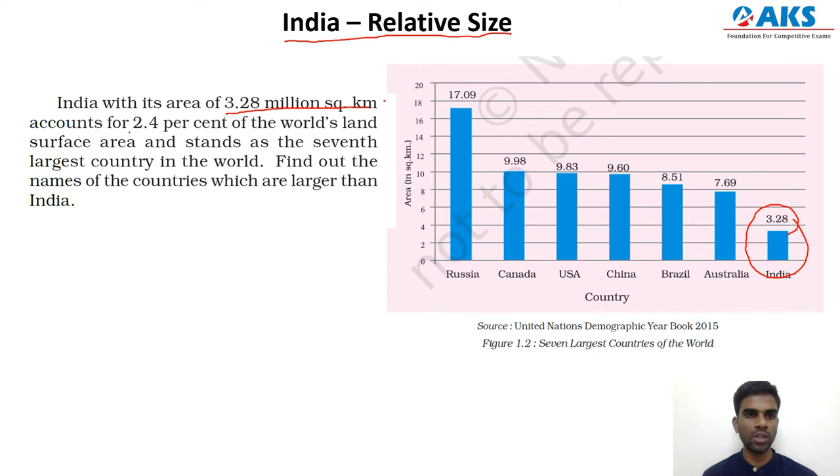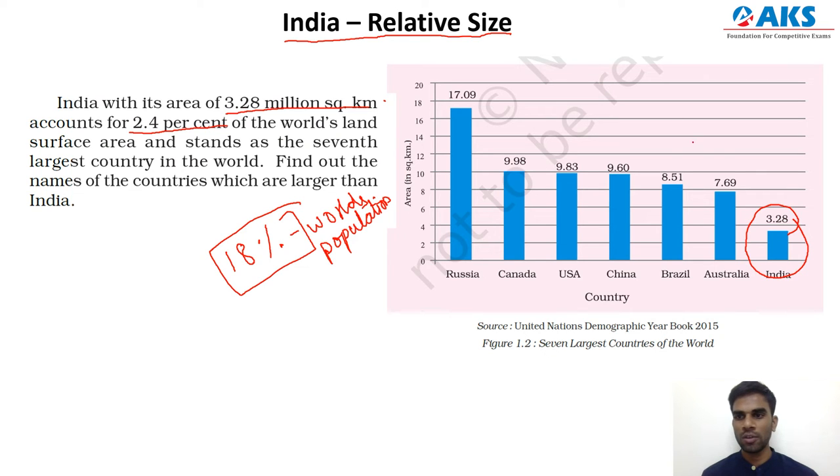It accounts for only 2.4% of the world's land, but if we see the population, India accounts for nearly 18% of the world's population. You can see that Australia is twice the size of India, and America is almost thrice the size of India. But the populations of these countries are very less compared to the population of India. Even China is nearly 3 times the size of India.